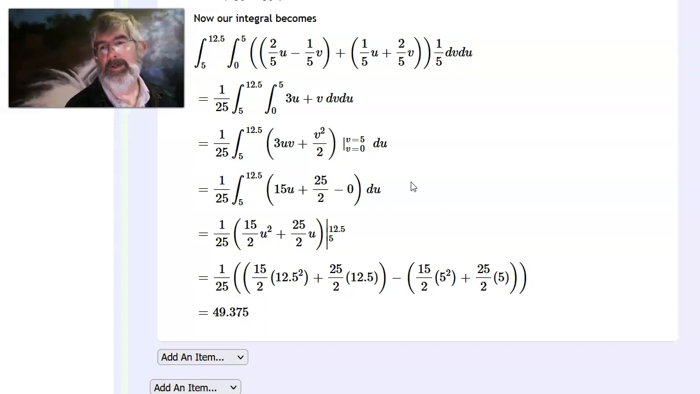So there you go. A double integral using a change of variables and the Jacobian.